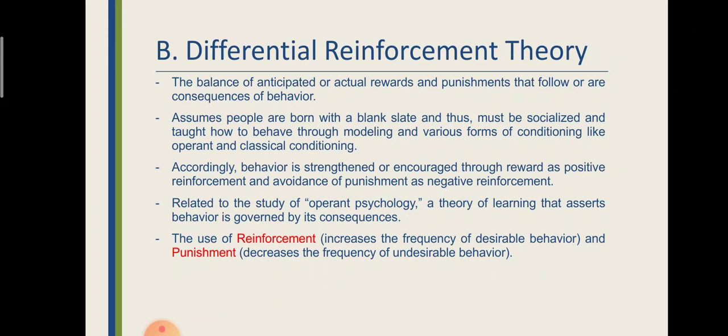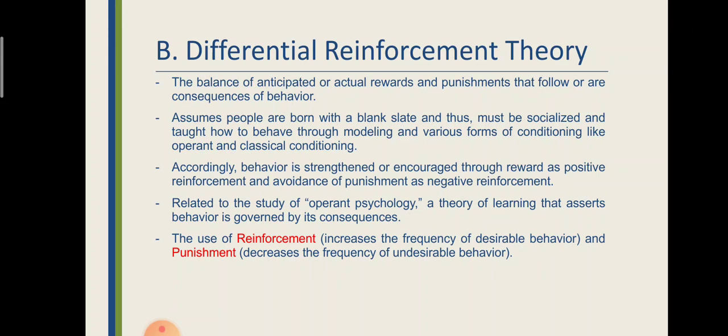Akers and Burgess presented in 1966 an article entitled A Differential Association Reinforcement Theory of Criminal Behavior. So, to look at the mechanisms that lead individuals to either continue or desist from getting involved in delinquency, Akers' learning theory goes beyond looking solely at learned definitions favorable. So, this theory balances the anticipated or actual rewards and punishment that follow or are consequences of behavior.